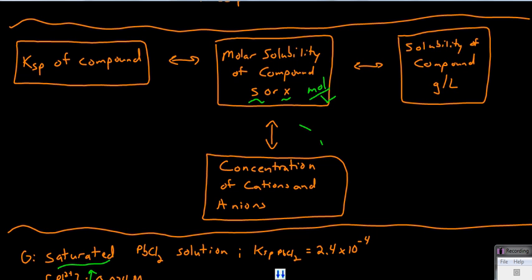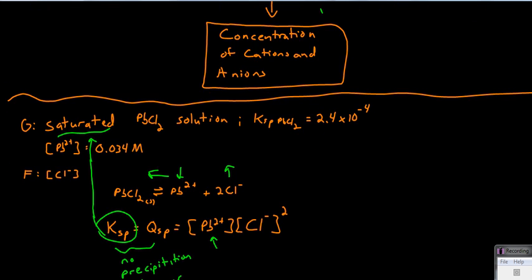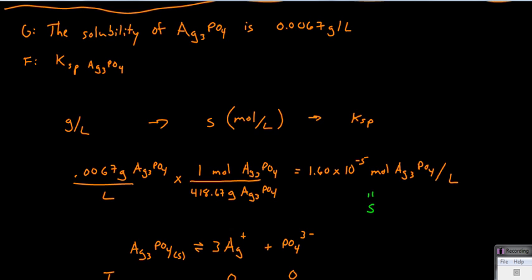Okay, so in our first problem, say that we have the solubility of silver phosphate, which is 0.0067 grams per liter. So this is the maximum amount you can dissolve at equilibrium, aka this is the solubility in a saturated solution.